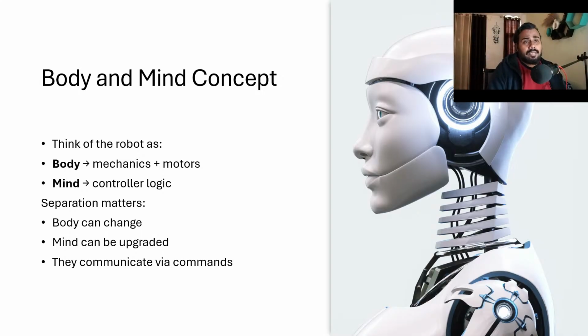Mind, controller, logic, mechanics, and body. The mind is actually the laptop that will give the commands. We can use a Raspberry Pi in the future. We can use Android phones, they're very powerful. We can use other boards as well. There are different types of mini microcomputers. We can use even NUCs, these mini computers. They are very powerful. Separation matters. The body can change, the mind can be upgraded.